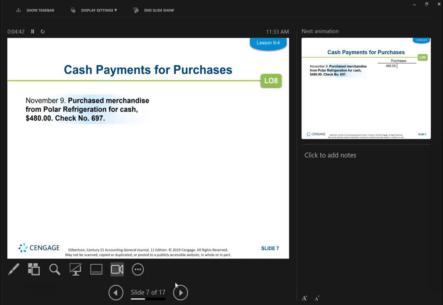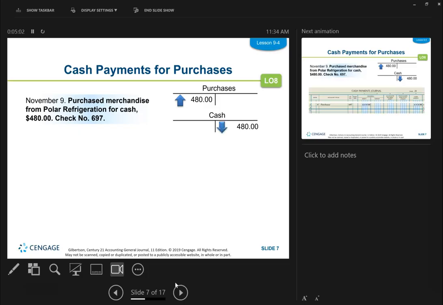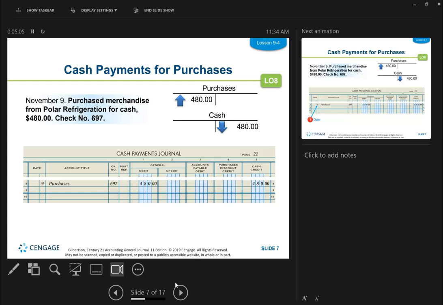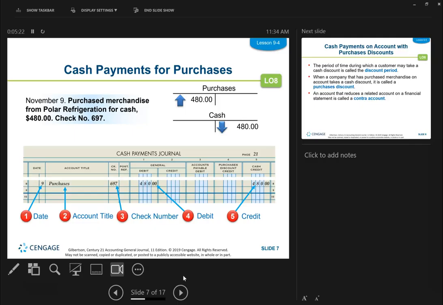So, cash payments for purchases. We purchased merchandise from Polar Refrigeration for cash, $480. The check number was 697. So here we have a debit to purchases. We're gaining merchandise, and a credit to cash because we have to pay out $480. So again, in our cash payments journal, it's not accounts payable because we're not paying a bill. This is directly for merchandise, so it's a debit to general still. And again, date, title, and all that. Everybody's okay?